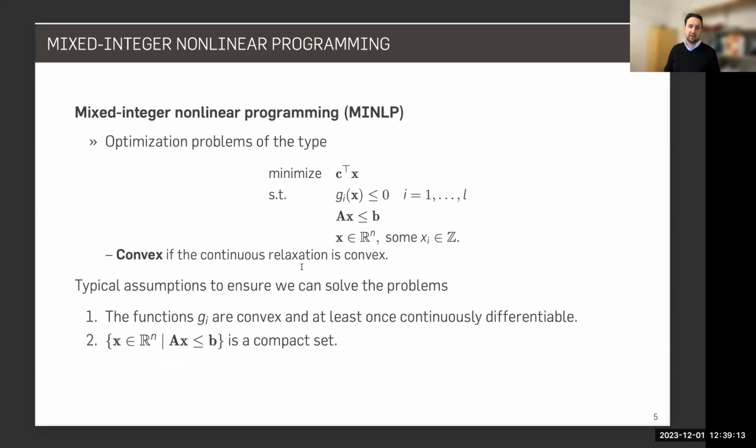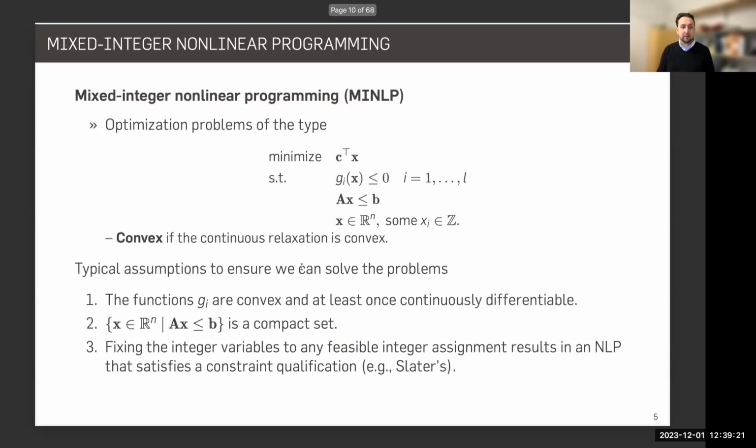Furthermore, we assume that the linear constraints give a compact set. Basically, we care about the search space being bounded. And finally, we also require that fixing the integer variables to any feasible integer assignment results in an NLP problem that satisfies a constraint qualification, typically Slater's. And out of these, number 3 is kind of the most difficult to be able to check in advance.